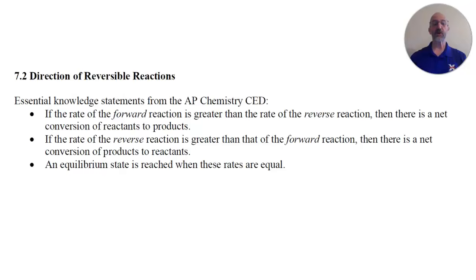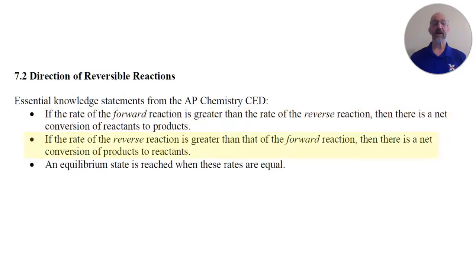All right, now let's move on to the review for topic 7.2, direction of reversible reactions. Here are some essential knowledge statements from the AP Chemistry course and exam description. If the rate of the forward reaction is greater than the rate of the reverse reaction, then there is a net conversion from reactants to products, or you could also say from left to right.